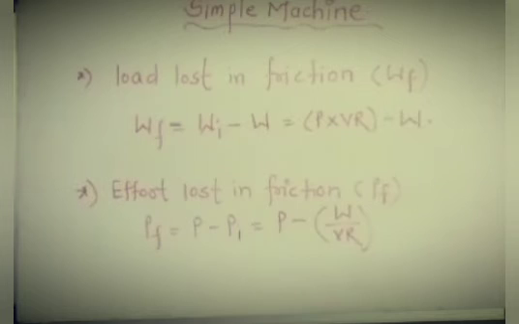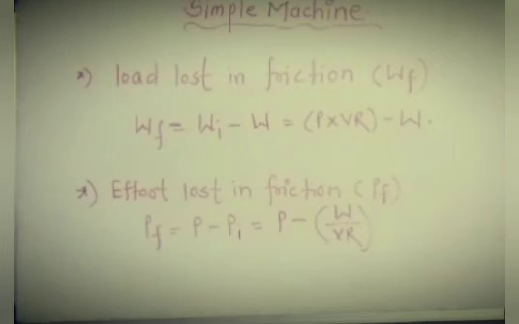And that ideal load, as we already discussed, can be calculated using the formula P into Vr minus W. Next is effort lost in friction. In a similar way, it is calculated by the algebraic difference, that is P minus Pi. F stands for friction, it is just a suffix for that P. So Pf is equal to P minus Pi, and we already calculated Pi as W upon Vr.